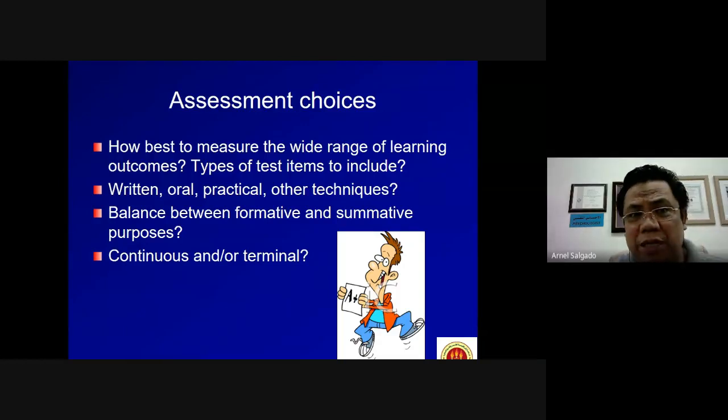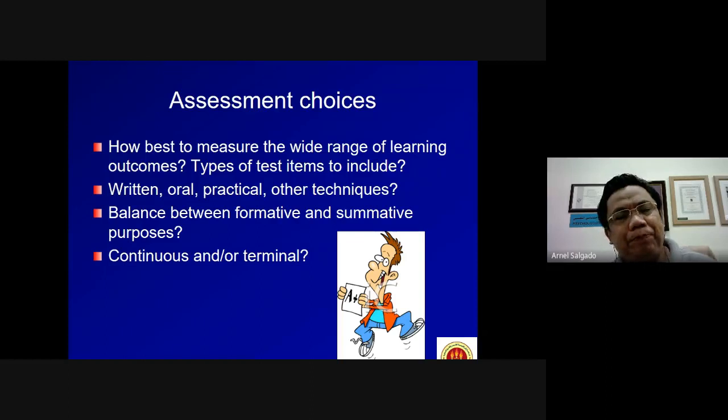So whenever we are planning for the learning outcomes and for the examinations in the end, we're always looking into that. So that must be included that way. There must be a balance between formative and summative, and also assessment must be continuous. Or is it terminal or once only?